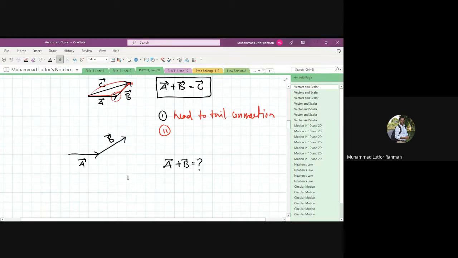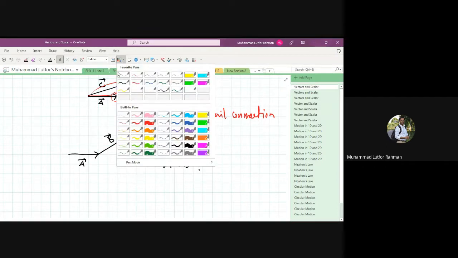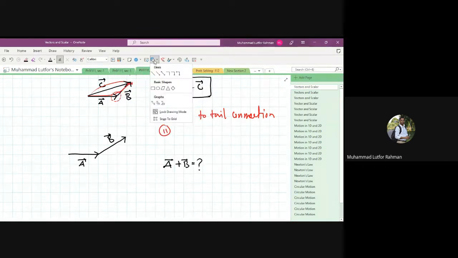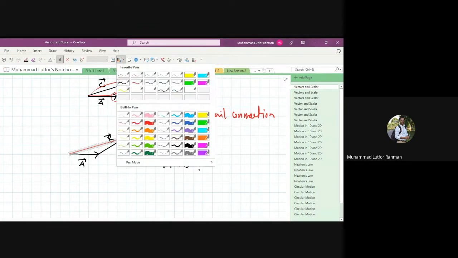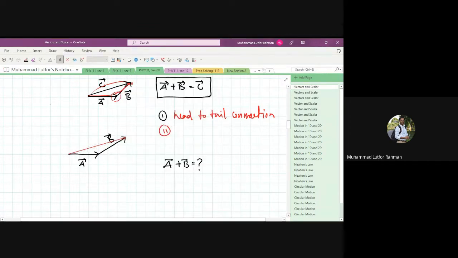If I do it that way, now it satisfies the first condition of the vector triangle law, which is head to tail connection. Now I can draw that resultant vector from the tail of the first vector to the head of the second vector. Basically, that would be my a plus b, the addition of these two vectors. Right, so that's actually the vector triangle law.